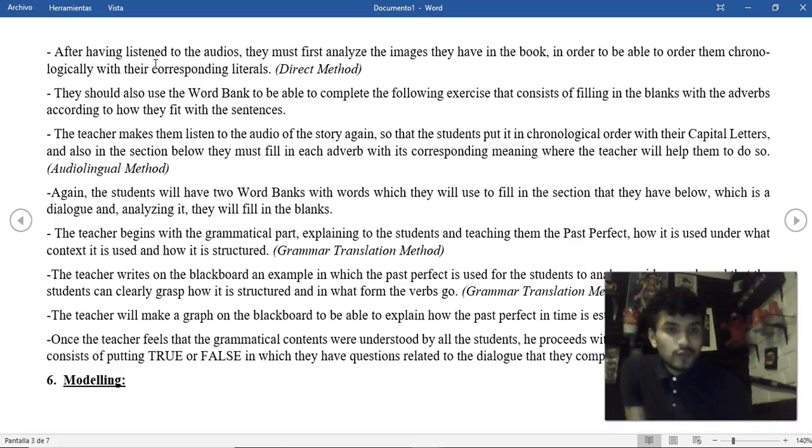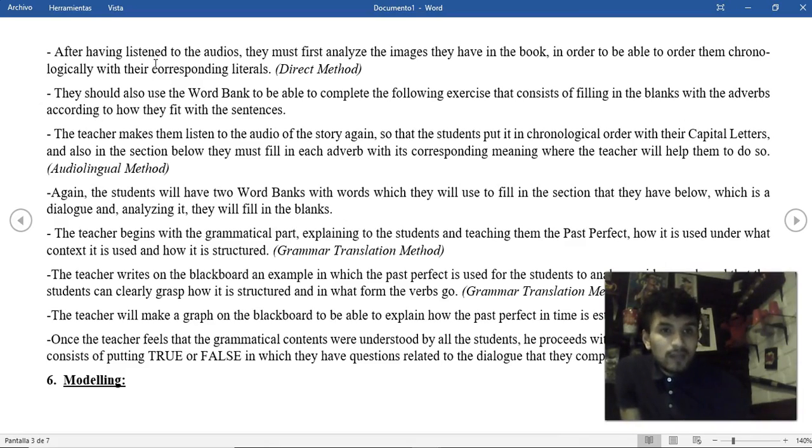They should also use the word bank to complete the following exercise, which consists of filling in the blanks with the adverbs according to how they fit the sentences. Here we also have a word bank with adverbs that my students afterwards have to use in the next section to complete every sentence that is part of the story.